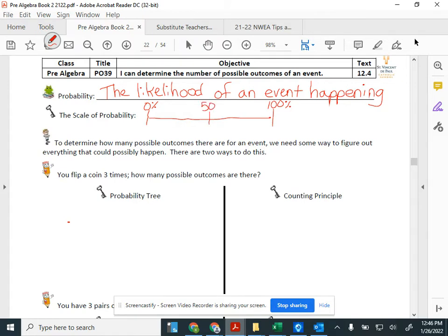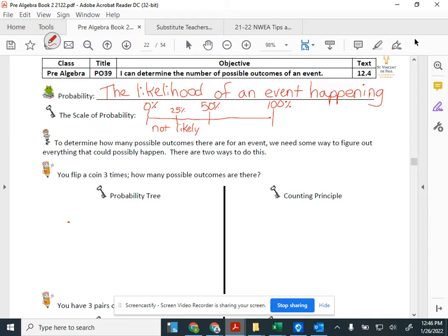50% is part way. You have a 50-50 chance of it happening. Not quite sure. So then if we look below that, there's 25%. And anything that's under 50%, we're going to say it's not likely. 50% chance, it's half and half. Could go either way. If it's under 50%, it's not likely to happen.